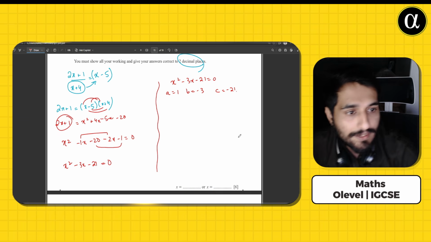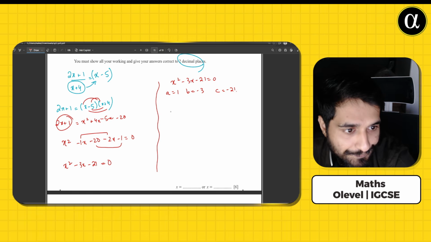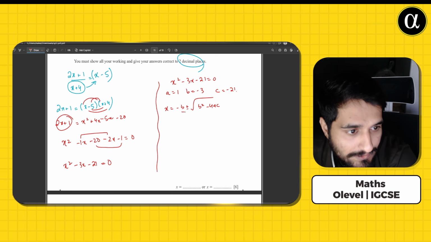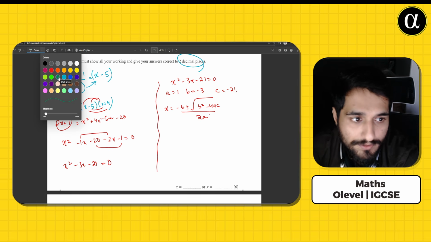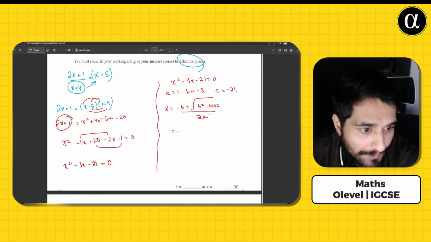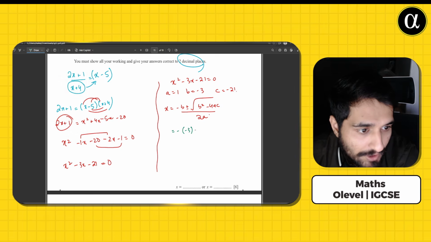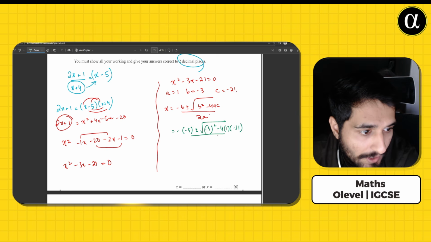Now what we can say is this will basically be x equals minus b plus or minus root of b square minus 4ac, divided by 2a. Now what I'm going to do is we'll just plug in the values. So it's going to be minus minus 3 plus or minus root of b square, which is minus 3 square, minus 4a and minus 21, whole divided by 2 times a, right?